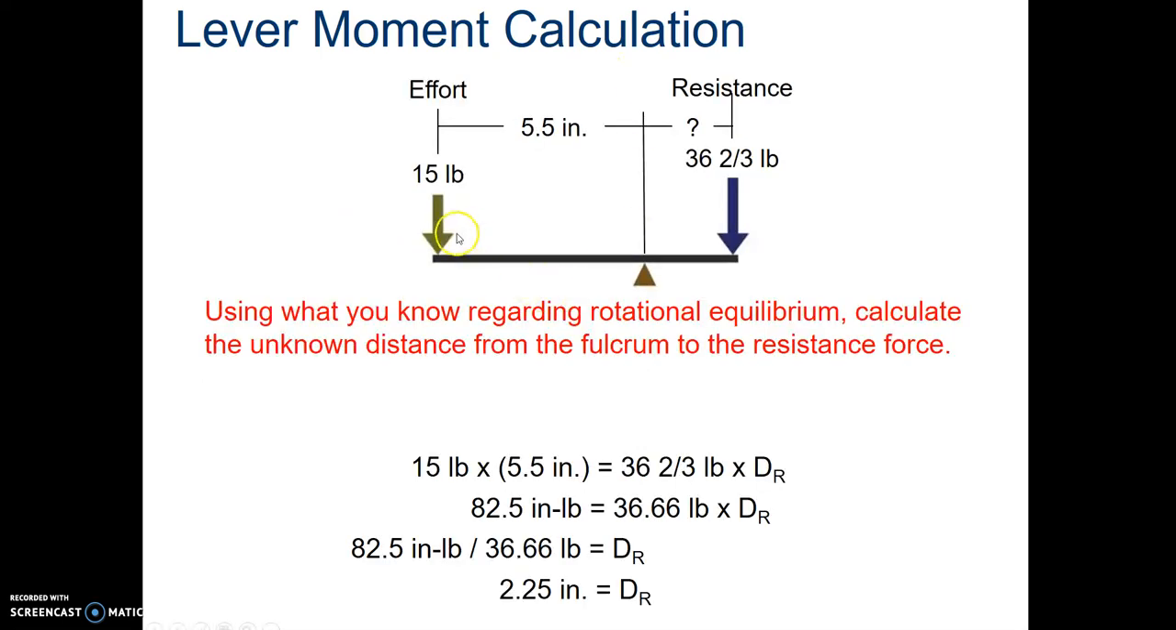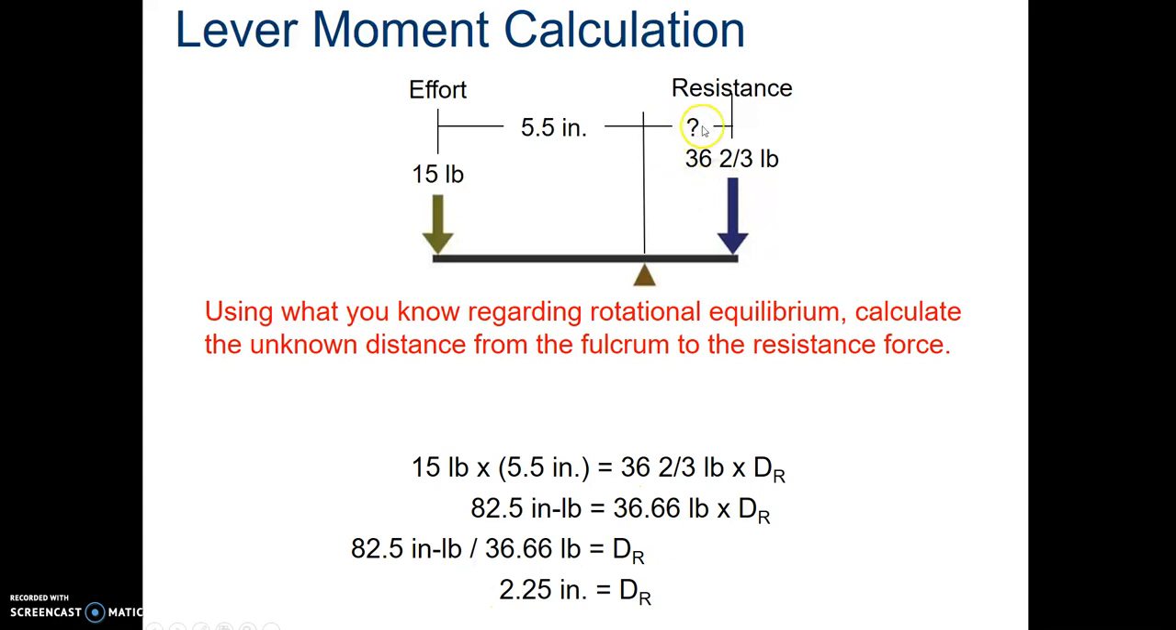So when we go back to this, the effort is trying to go counterclockwise, and this resistance is trying to go clockwise. We want this moment here to equal that moment there, or the torque here equal to the torque being applied on that side. We've already calculated this one on the previous slide. We know that the moment at the resistance is force times the distance. So force times that distance, and we divide both sides by that 36.66.